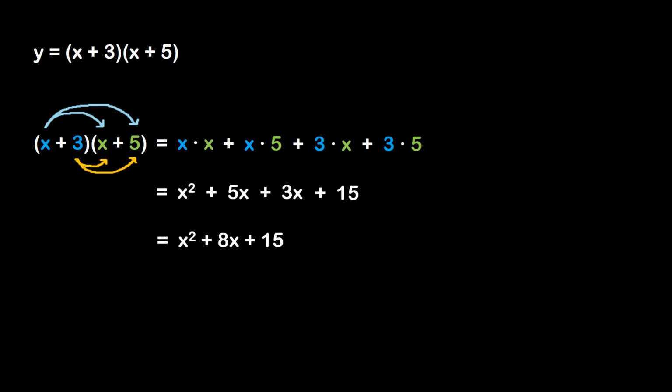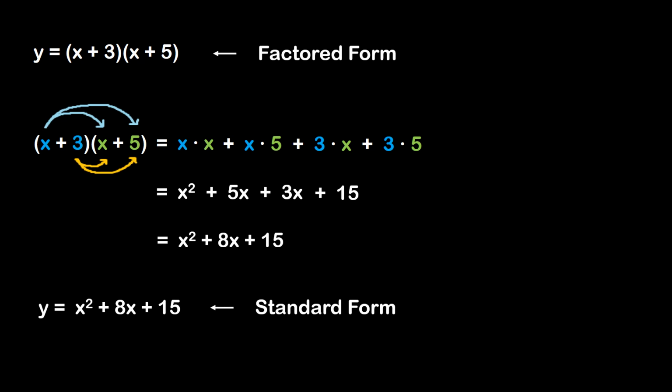So we have proved that (x + 3)(x + 5), which is the equation in factored form, is equal to x squared plus 8x plus 15, which is the equation in standard form. So once again, y is equal to x squared plus 8x plus 15 is in standard form, and y is equal to (x + 3)(x + 5) is in factored form. So we've now established a method on how to go from factored form back to standard form. So why don't we do one more example.